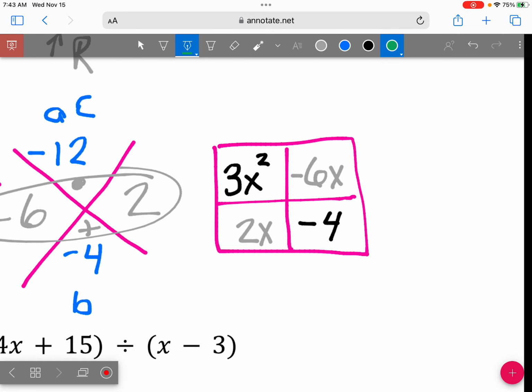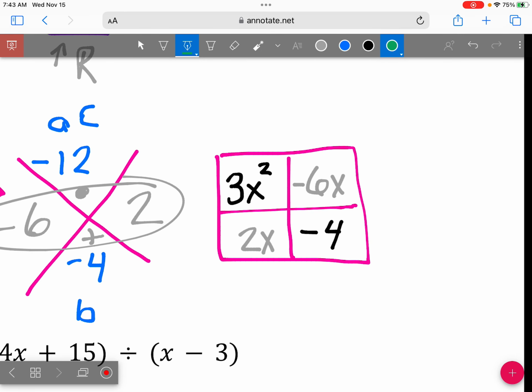And then we need to come in here and pull our factors. So what is shared between 3x squared and minus 6x? What's our common factor in this first row? 3 and x. What is shared in the bottom row between 2x and minus 4? 2.